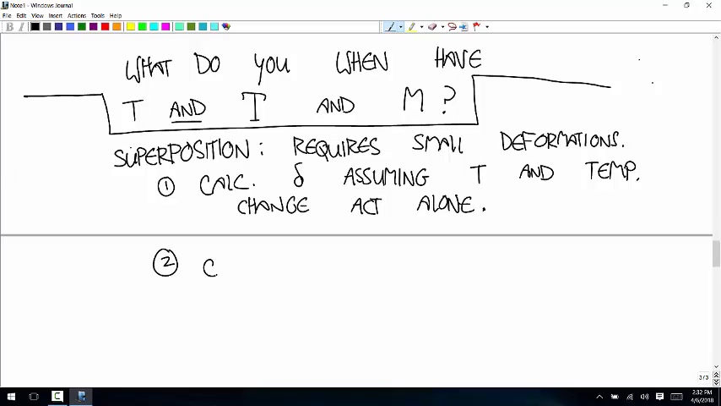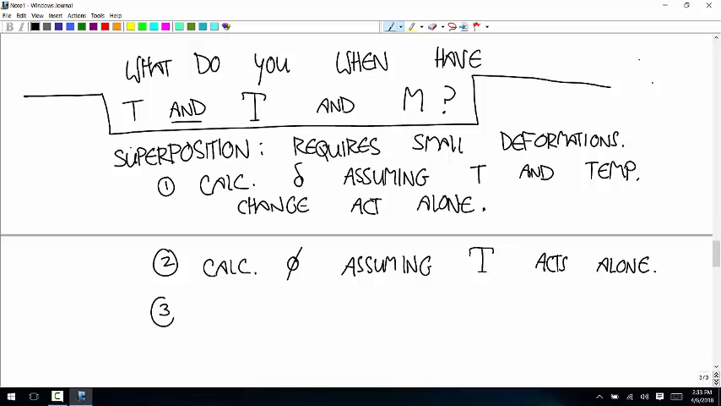Then second, calculate the angle of twist, assuming that torque acts alone. And then third, calculate the deflection, assuming that the bending moment acts alone.